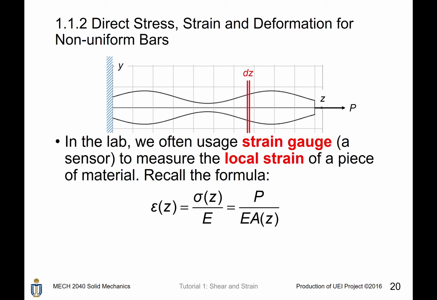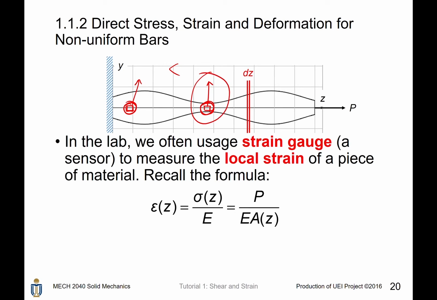However, one thing you have to know is that in the lab or in the problems we are going to solve in this course, we will often see a term called strain gauge. What is a strain gauge? A strain gauge is a sensor to measure the local strain of a piece of material. So for example, if you place a strain gauge here and you place a strain gauge here, there are two sensors. Those two sensors are detecting the local strain on that particular point, and they will give you a reading. Which one do you think the reading will be bigger? The answer is this one will become bigger.